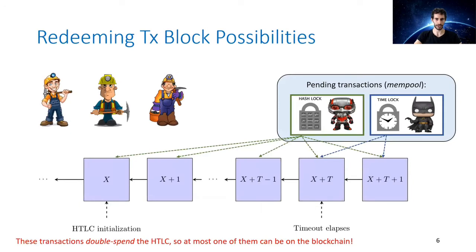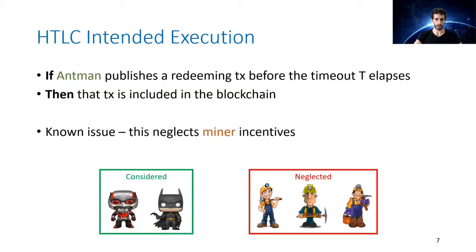So, consider an HTLC initiated on block X. Batman can get its tokens starting only at block X plus T, and only if they hadn't been taken yet. Recall the miners are those who pick which transactions are included and in which block. The cryptocurrency constructions that use HTLCs make the following assumption. If Ant-Man publishes a redeeming transaction before the timeout, then that transaction is indeed included in the blockchain.